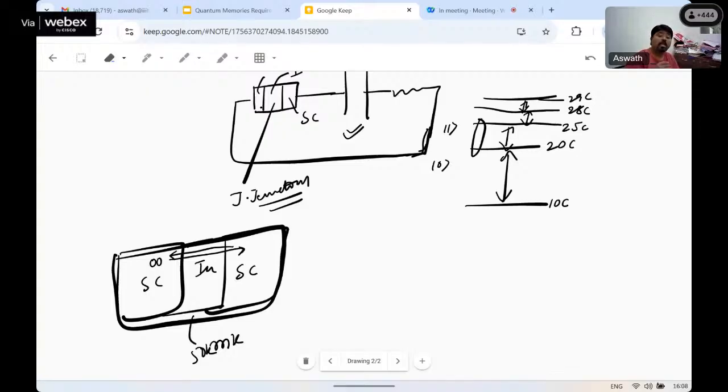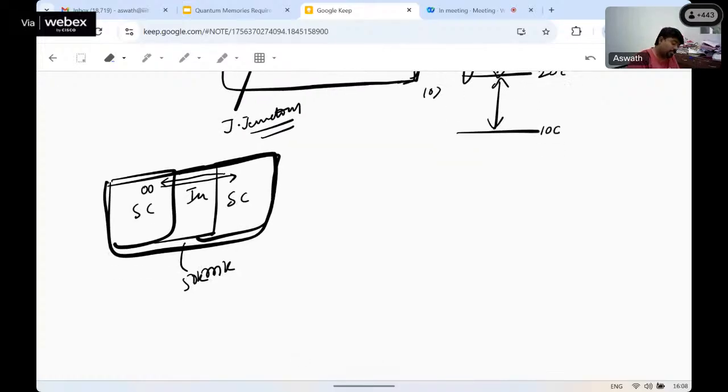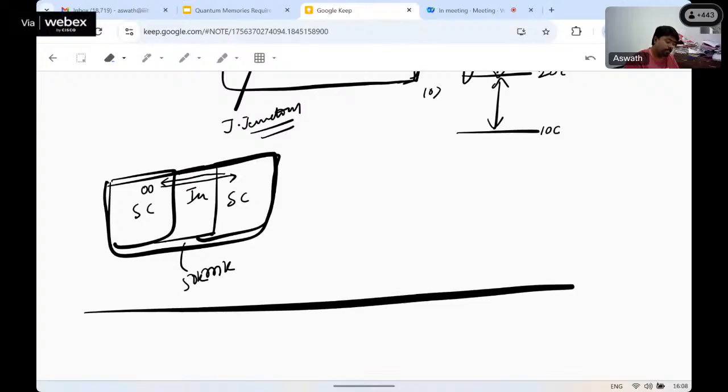Most of the IBM quantum computers are based on this. In India also, the recently coming up QPI in Bangalore is working on this, and their computers are also based on this transmon.